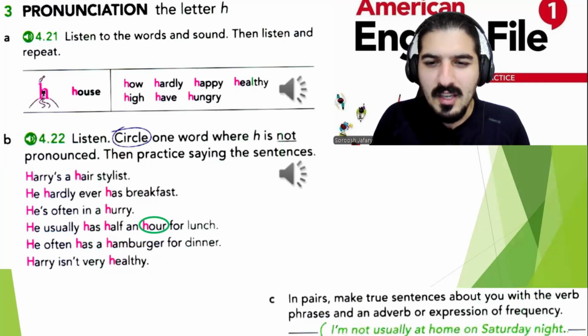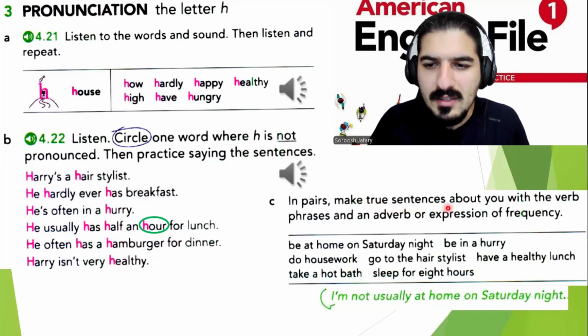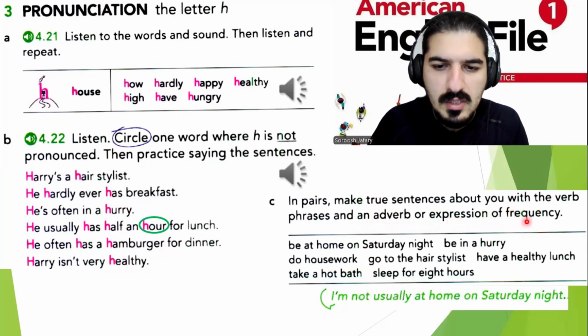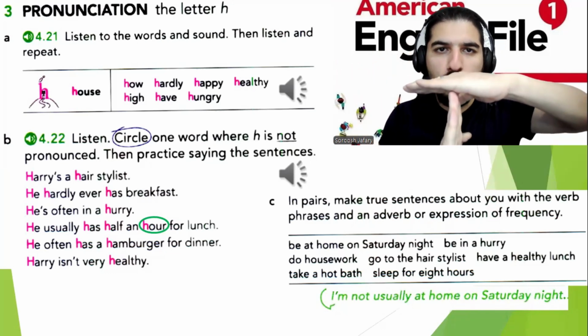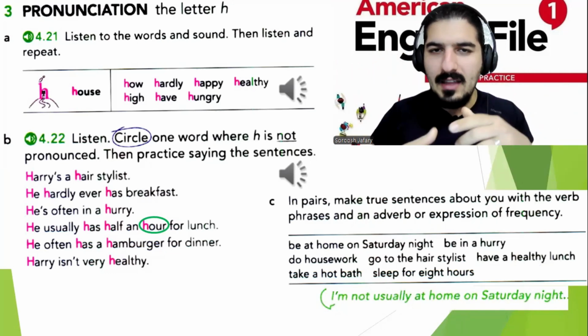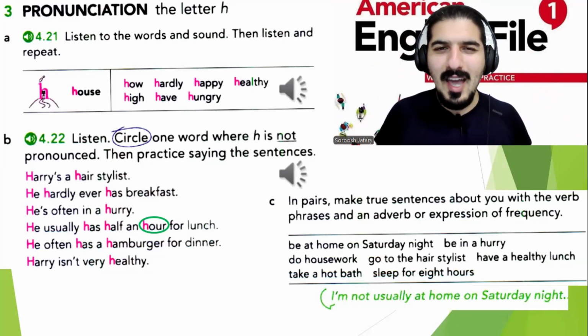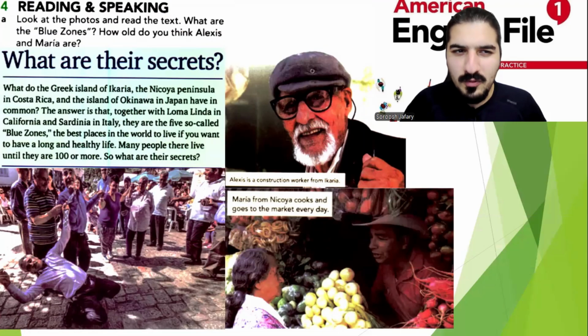Yeah, very good. Now, everyone, I need you to make true sentences about you, with the verb phrases and adverbs of frequency or expressions of frequency. For example, be home on Saturday night. Be in a hurry. For example, I'm not usually at home on Saturday night. Write sentences that are true about you. And after that, compare your sentences with your friends. Speak together. Again, it's your gig. Do it. All the way to part 4.